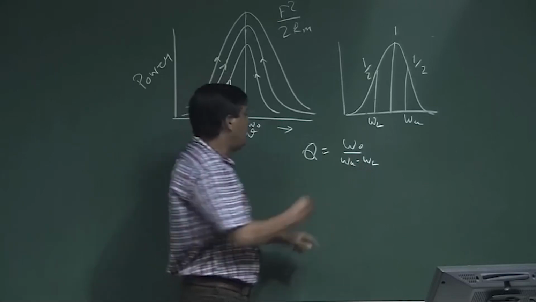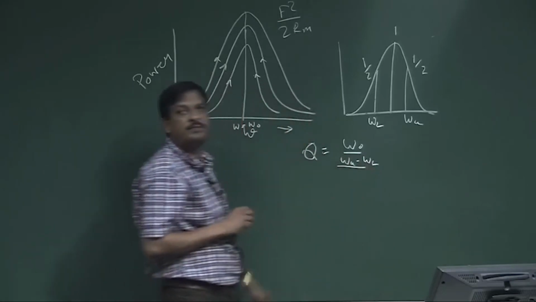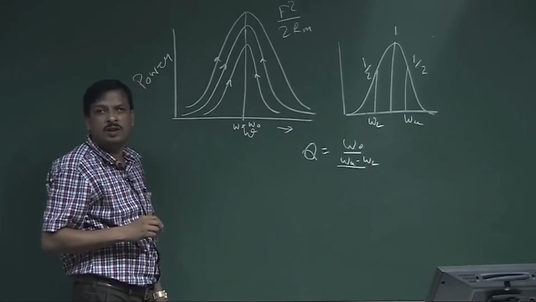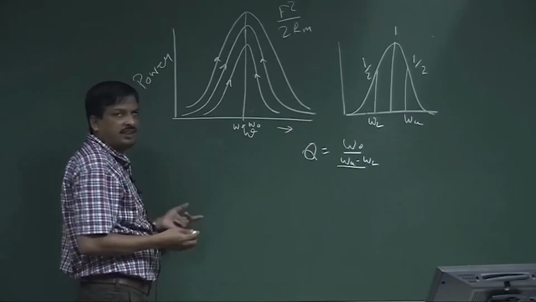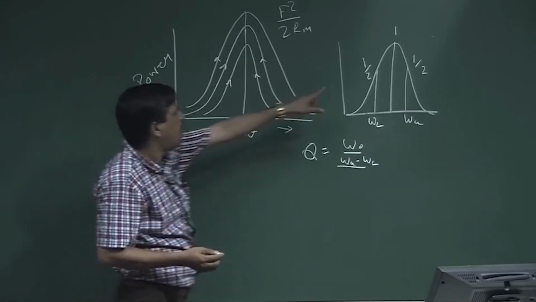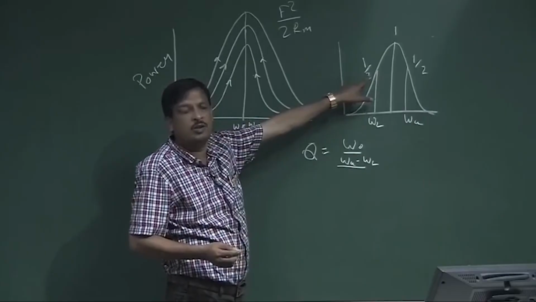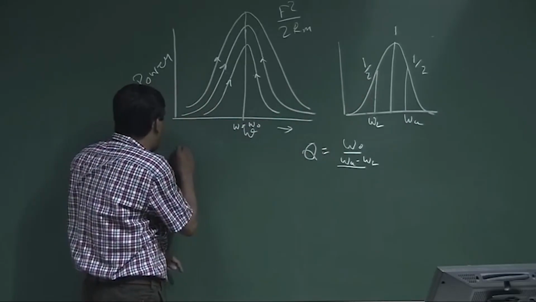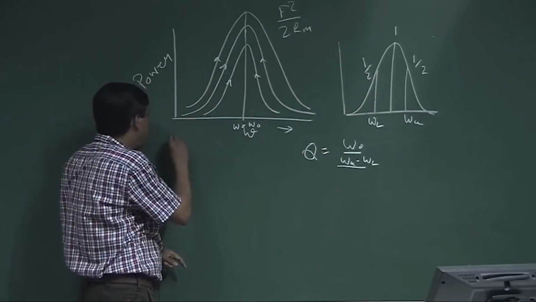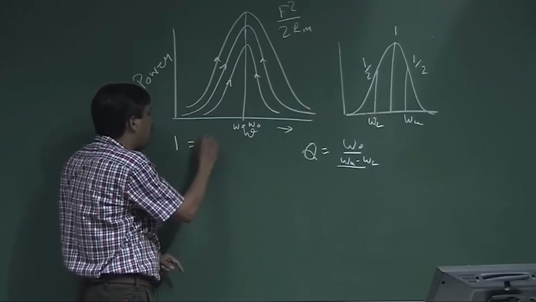Now, how do we get the values of omega L and omega U? Thinking of the mechanical system, we said it is the half power point. So if the maximum power is 1, then the power is half.